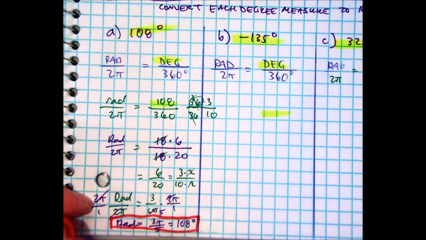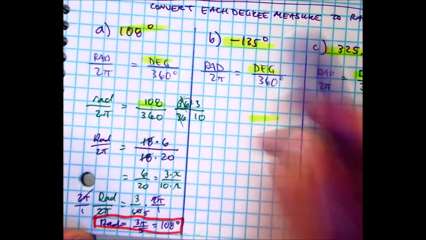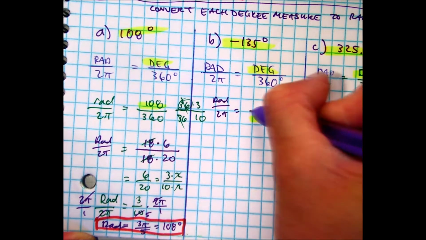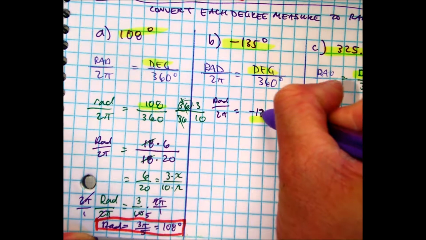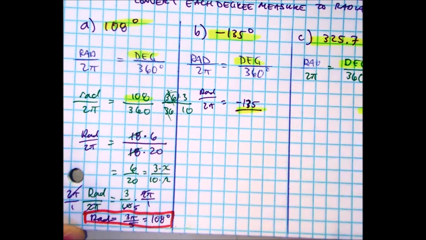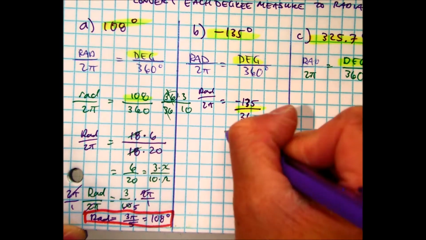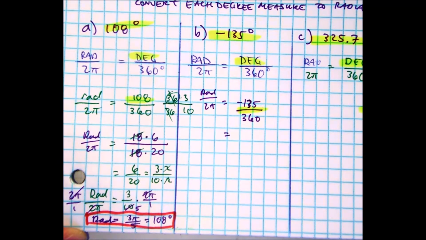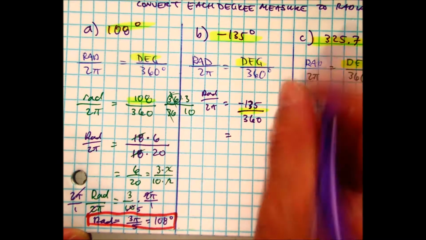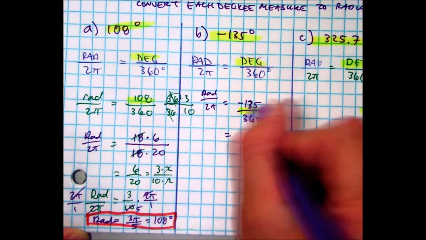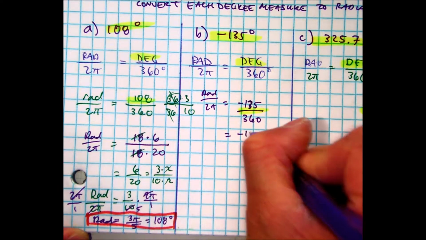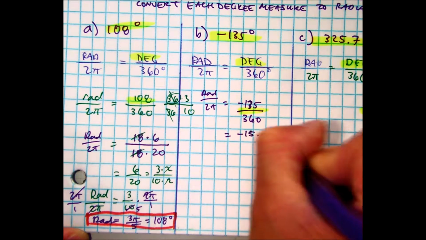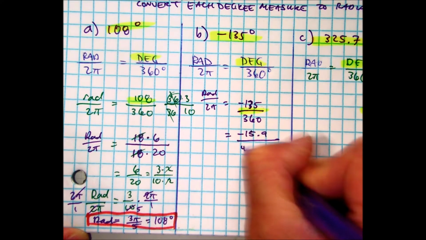Okay, let's do a problem now with a negative. Same thing, radians over 2 pi is going to equal negative 135 degrees over 360. Class, what's the GCF? What? GCF. Negative 15 and 9. You wrote negative 15 times 9? Yeah. So you're saying 9 is your GCF? Yeah. Okay. So 40 times 9?